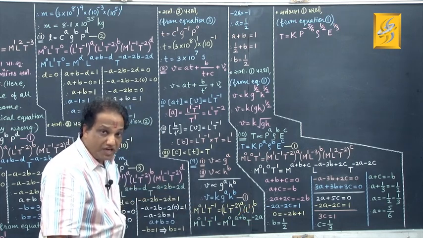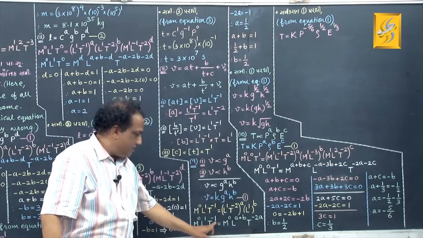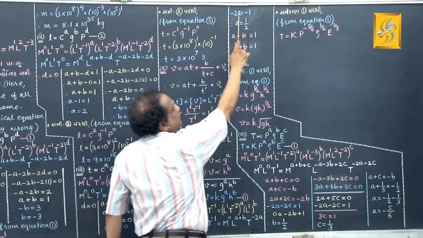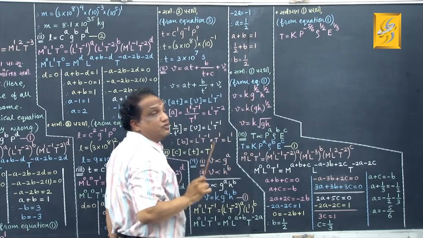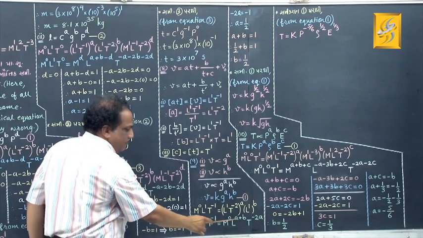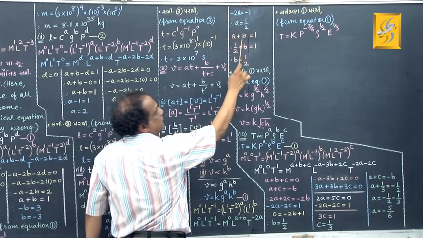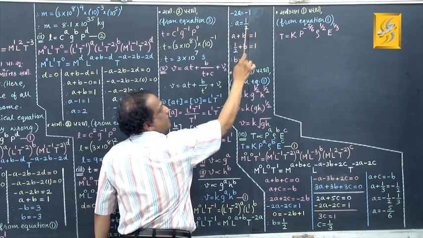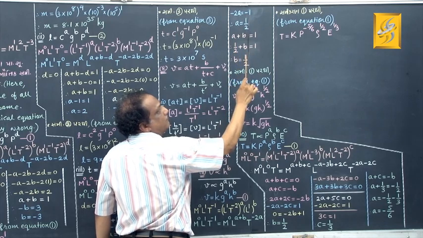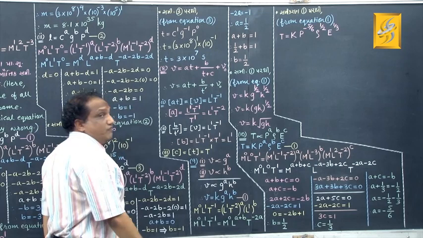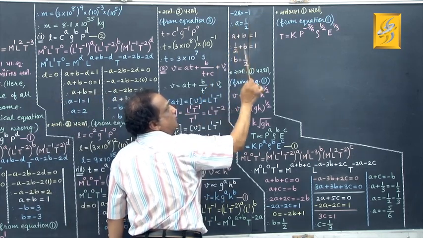Compare powers of T on both the sides. Power of T, here it is minus 2A, here it is minus 1. So minus 2A equals minus 1, minus minus plus, A equals 1 by 2. What about the power of L? Here it is A plus B, here it is 1. So A plus B equals 1, but the value of A is 1 by 2. Find out B, it will be 1 minus 1 by 2, that is 1 by 2, correct? So we have found out the values of A and B, both of them are 1 by 2.